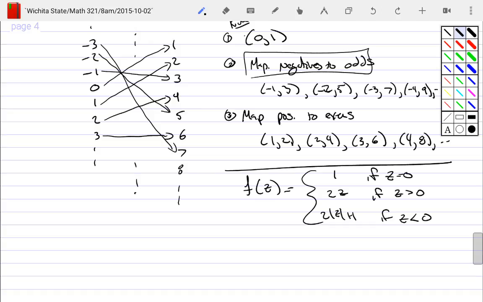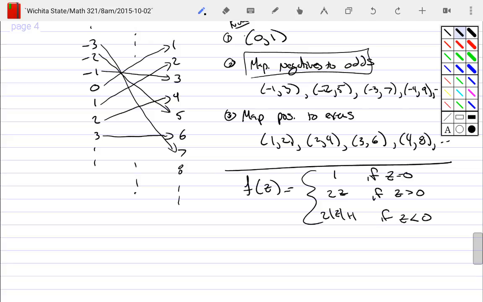Okay. Could you make this, say, not onto? Not onto means that I shouldn't use everybody on the right. What's the easiest thing to do? Take that thing on the right, shift it up 1, so that nobody goes to 1. 0 goes to 2, 1 would go to 3. You just simply move it up 1 or a couple spots, and you don't go to those, so it's not onto.